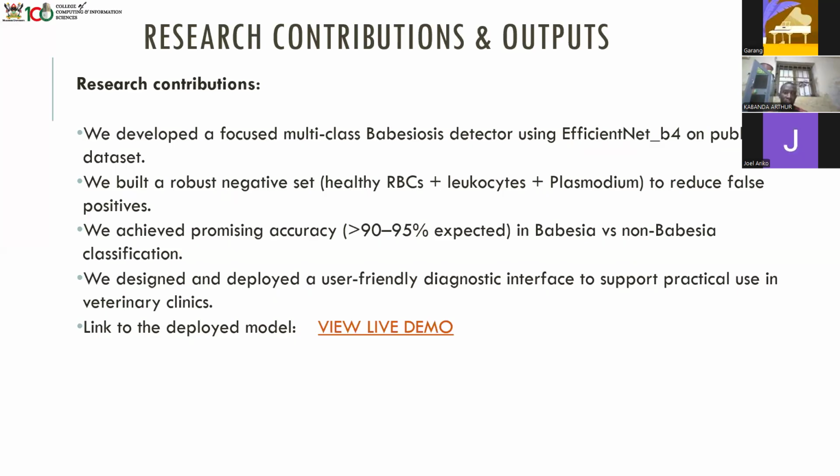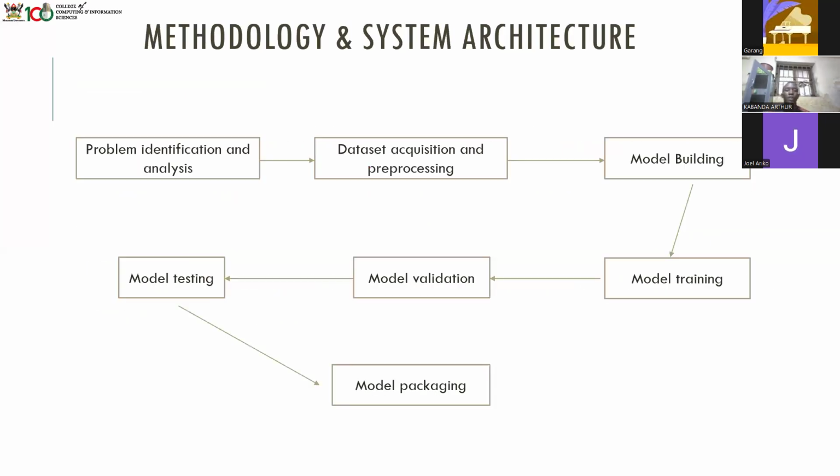So we achieved promising rates of 0.9 and above in all the models that we trained, the rates in the models trained between the Babesia and the non-Babesia classification. So we designed and deployed a user-friendly interface that supports practical use in veterinary clinics. And below is the link that will take you to our Hugging Face where the model was deployed, where it is ready for production. So this is the methodology and the system architecture.